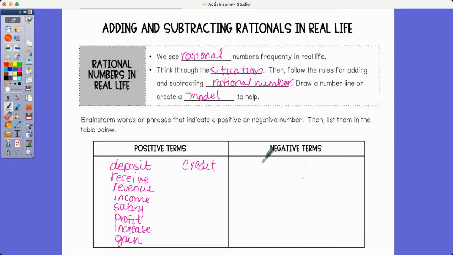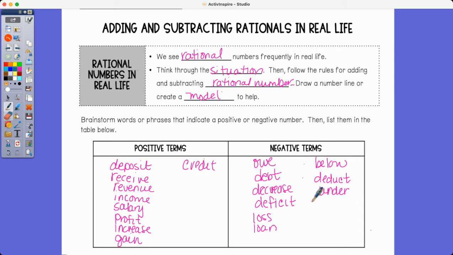Positive things. Negative terms, not so nice. I owe money. I have debt. Decrease. Deficit. Loss. Loan. All these are bad, sad words to me. Below. Deduct. Don't tell me you're deducting money from my account. Under. Descending. Opposite to that would be ascending.